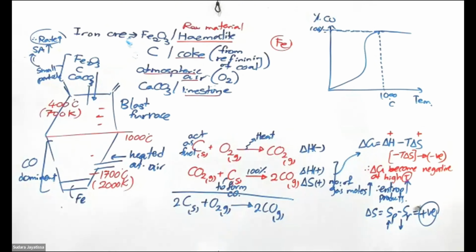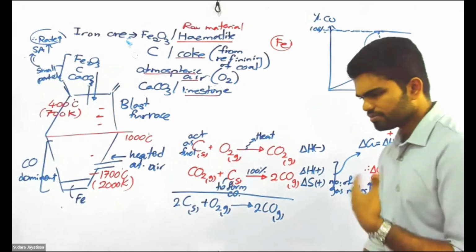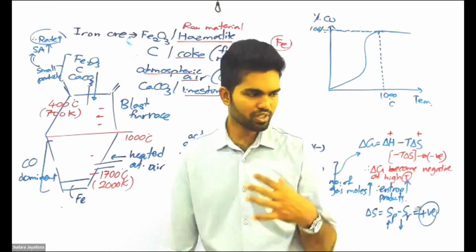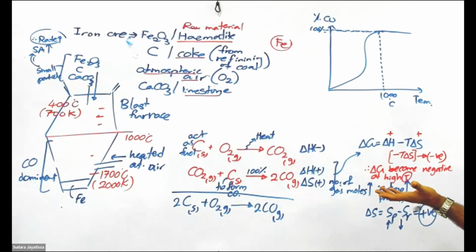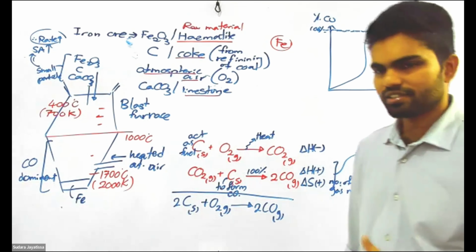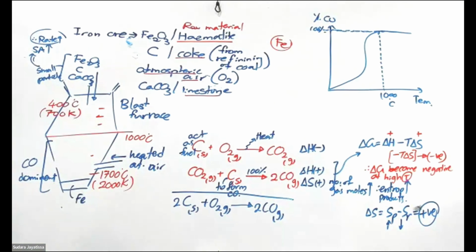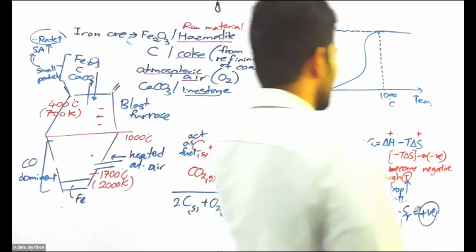Okay, so in that way we can get three reactions that can occur at the bottom part of the blast furnace. Now think about what I'm going to tell you. This carbon monoxide is not going to stay forever at the bottom of this blast furnace. What will happen? It will try to go upward, isn't it? It will try to go upward since it is a gas.